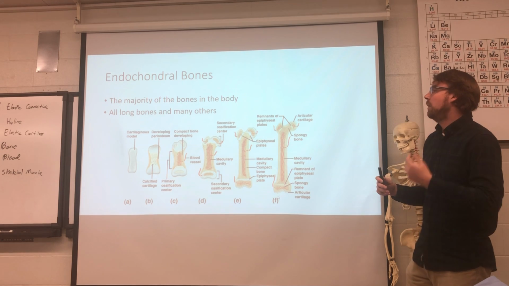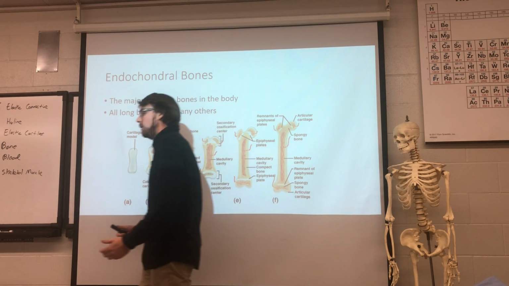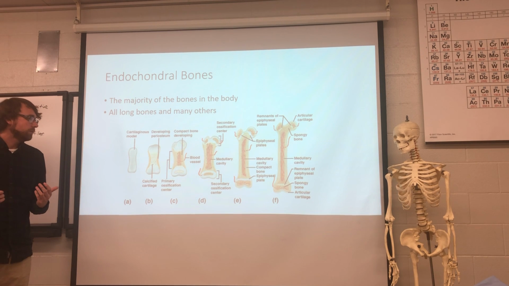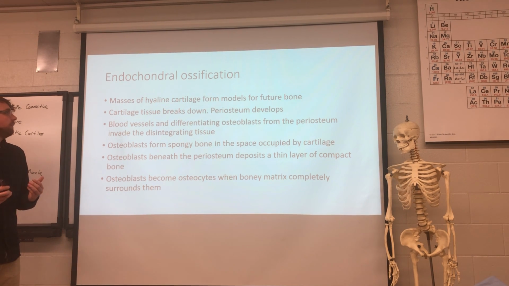Now, the other type of development that we have is enchondral bones. This is more common. Most of the bones in your body are enchondral bones, all the long bones, many other bones. So with enchondral ossification, there are going to be masses of hyaline cartilage that form models for future bones. The cartilage tissue is going to break down, periosteum is going to develop, blood vessels and differentiating osteoblasts from a periosteum invade the disintegrating tissue. Osteoblasts form spongy bone in the same space occupied by the cartilage.